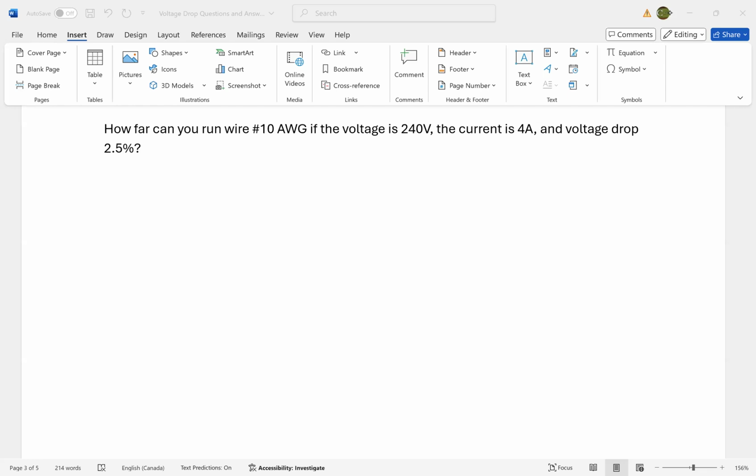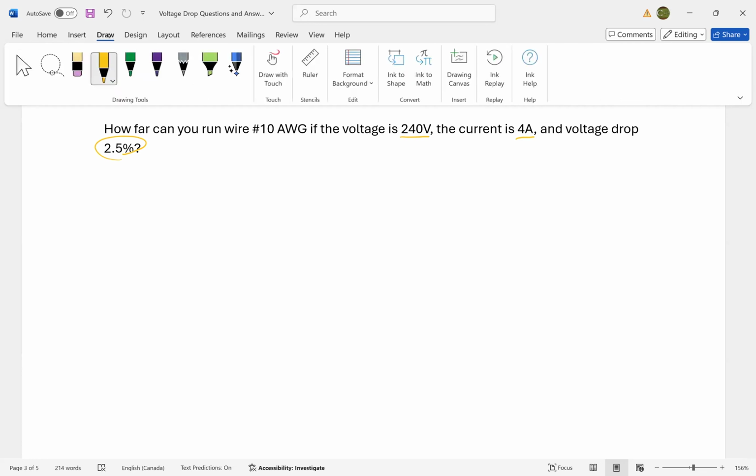Here we have an electrical code problem that is asking how far we can run a 10 gauge wire if the voltage is 240 volts, the current is 4 amps, and we will accept 2.5% voltage drop. So this is a voltage drop electrical code problem. We're going to use the Canadian Electrical Code 2024 release, where we use table D3 for our voltage drop calculations.